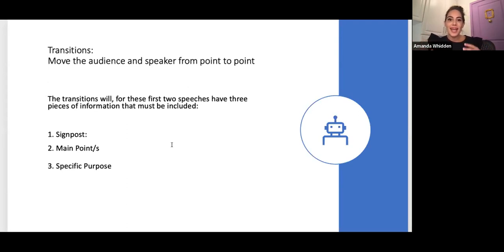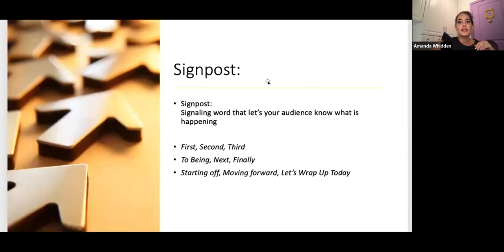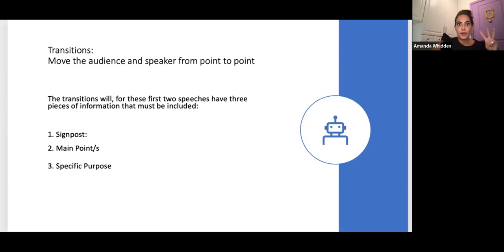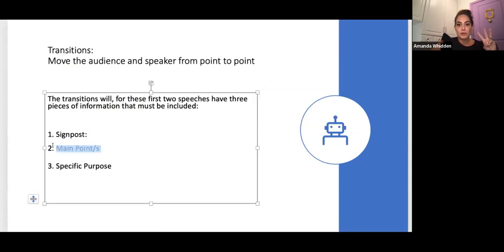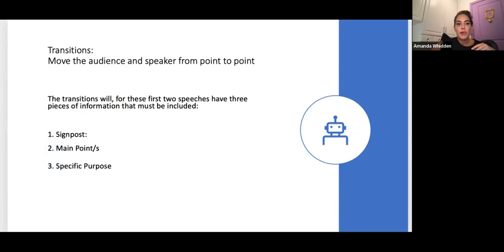Again, transitions are a way to allow the audience to know that you are moving. We are literally moving you from place to place. It's going to move us both literally, and then it's going to move us also figuratively. So let's go over figuratively first. Let's talk about how to do this transition. A transition is going to have three different parts. You're going to have a signpost, your main point, and then your specific purpose, which you already have, right? So you know your main points and your specific purpose from your thesis statement.